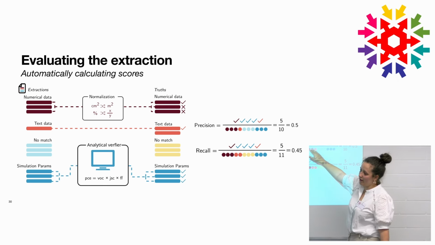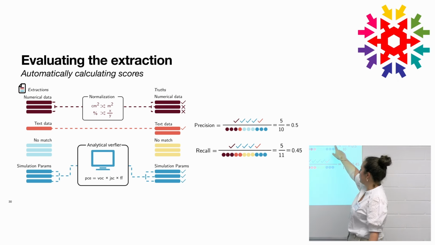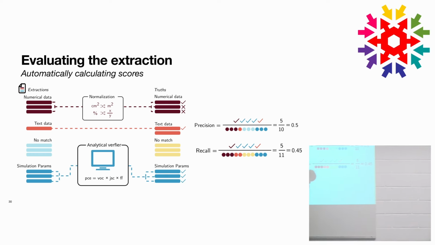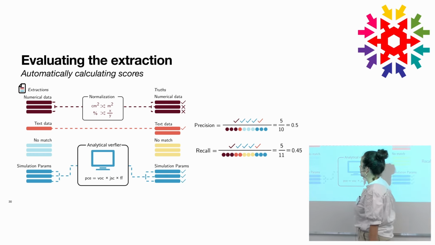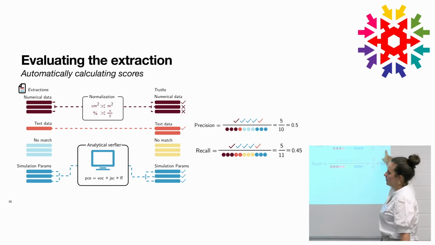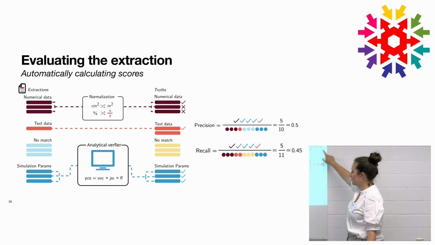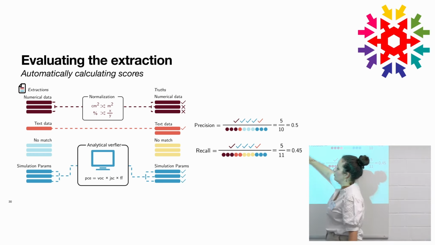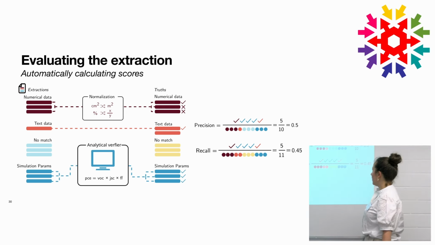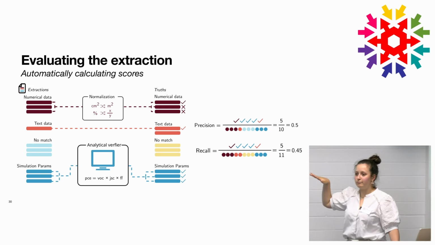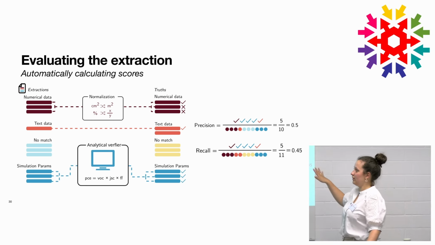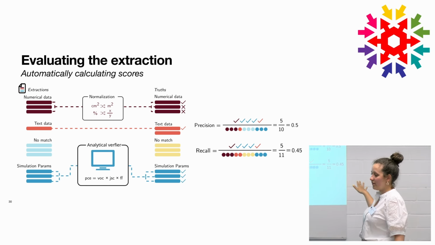For the precision, we divide the correct entries by all of the extracted entries, so for all of these. In this case, we get 50% precision. For the recall, we divide the correct entries by all the ground truth entries. And then you could actually also calculate some more complex metrics, but these are the basics you should always have.